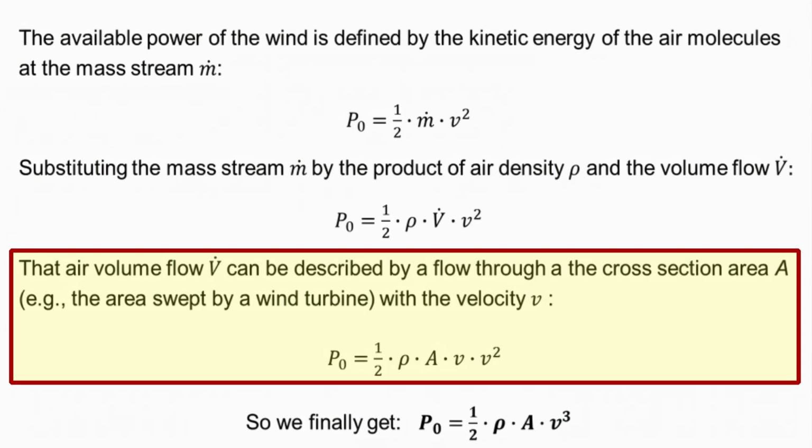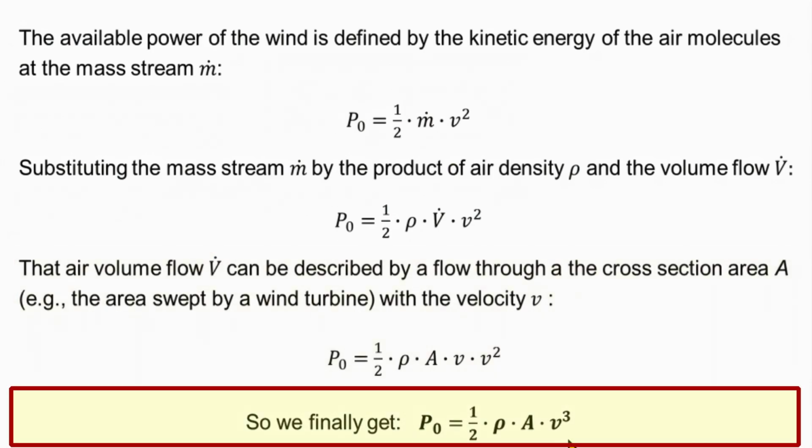The air volume flow can be described by a flow through a cross-section area A, for example the area swept by the wind turbine, with the velocity v. So we have then another v inside, and that's very important. We have the wind particles sweeping through that cross-section area with a velocity of v, and we have the original v squared from the upper formula. So in the end we end up with a cubic relation between the power and wind velocity.